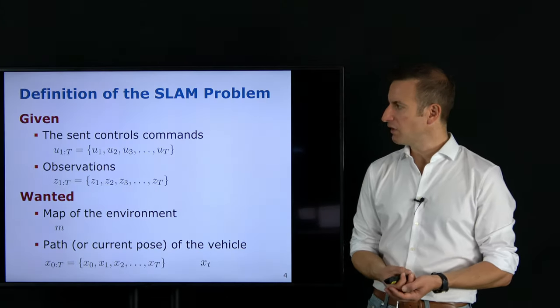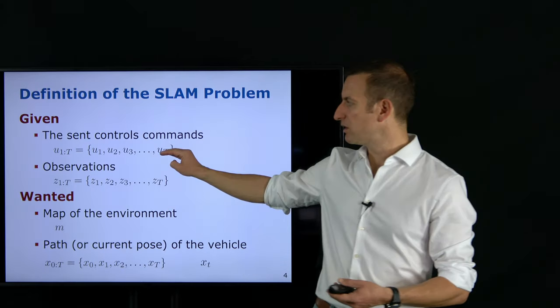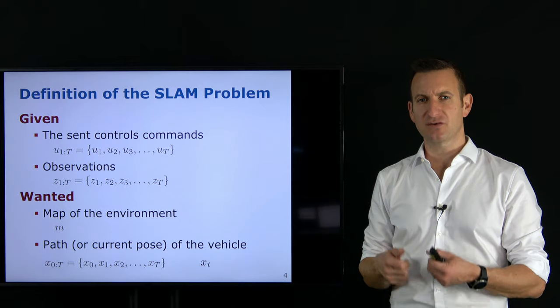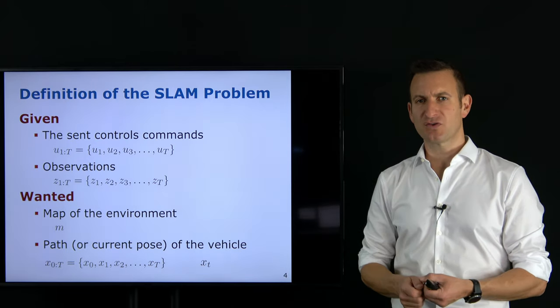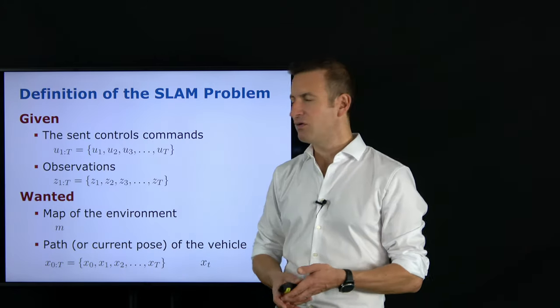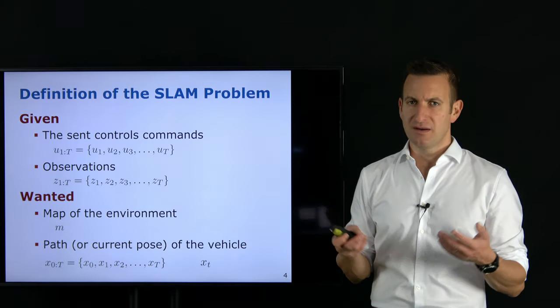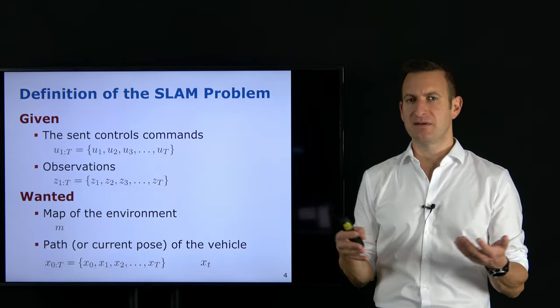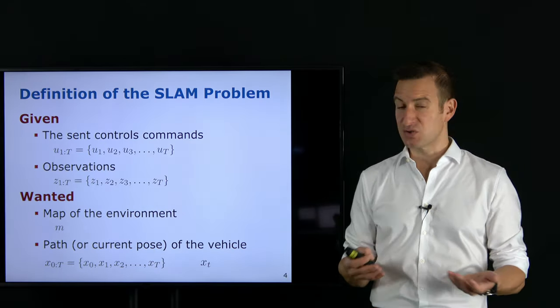In terms of what we want to solve in SLAM, we assume to have our control commands available. So how was the platform moving through the environment based on controls, such as go one meter per second forward, rotate by 30 degrees, things like this are controls. And we have our observations. This can be a laser scanner observing the environment, can be a camera. Then the models for your observations will look different.